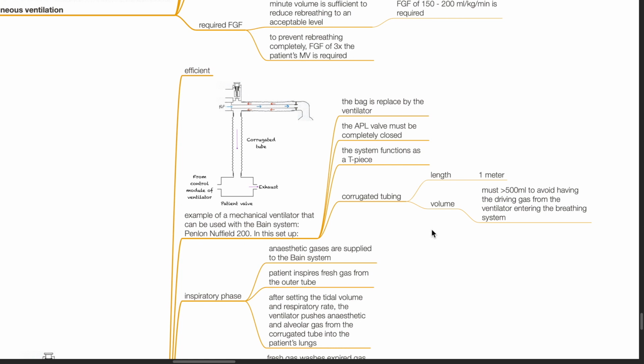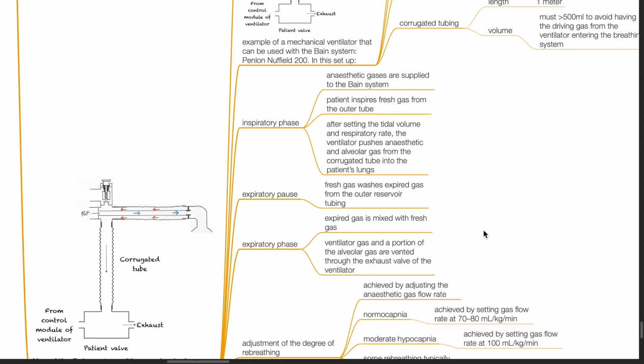The corrugated tubing is 1 meter in length. Its volume must be more than 500 mL to avoid having the driving gas from the ventilator entering the breathing system. During the inspiratory phase, anesthetic gases are supplied to the Bain system. The patient inspires fresh gas from the outer tube.